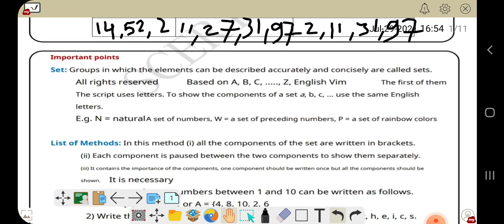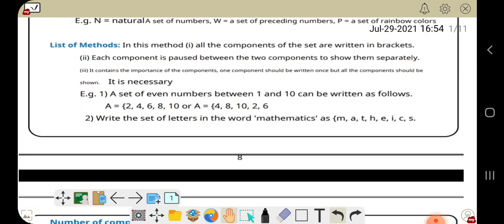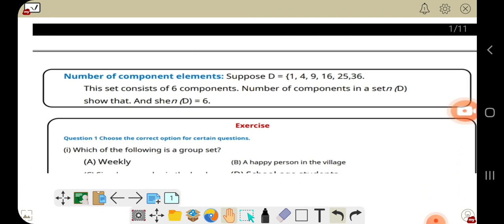There is the definition of set, I just have explained to you, and there is a short exercise. You can perform this exercise also.